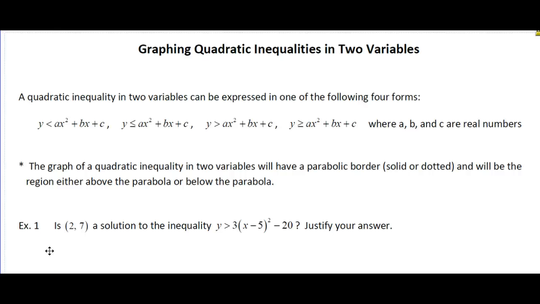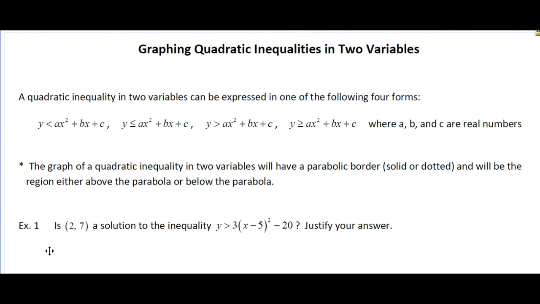Okay, graphing quadratic inequalities in two variables. So we did linear inequalities, now it's quadratic inequalities. A quadratic inequality, just like linear, can be expressed in one of the following four forms: y is less than, less than or equal to, greater than, or greater than or equal to ax squared plus bx plus c, where a, b, and c are real numbers.